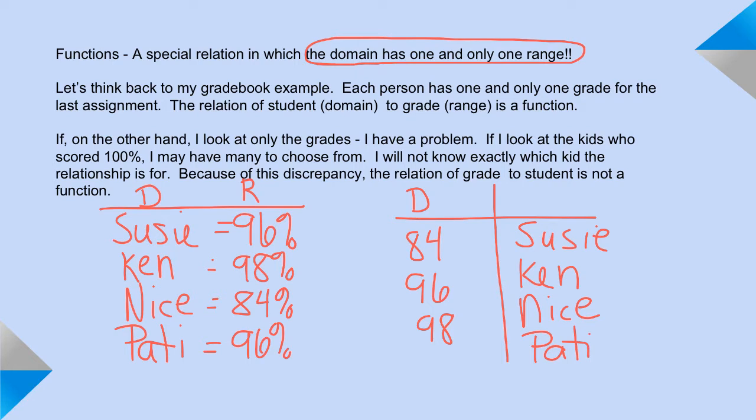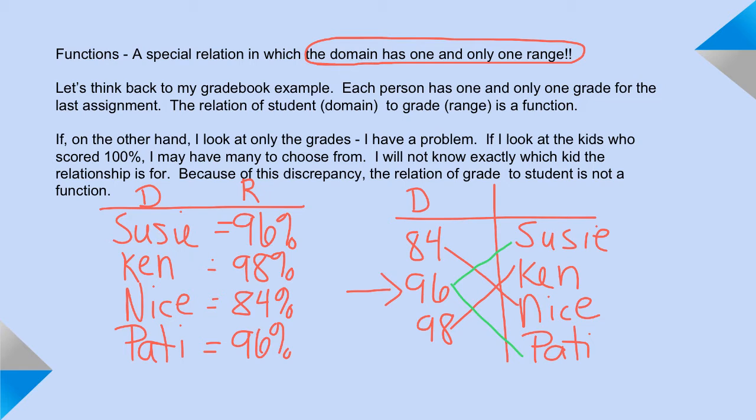Now, if Mr. Beam came in with the other situation, he had a paper, and the paper was a 96%, and he wanted to know, who does that belong to? I could not tell him with 100% accuracy who it belonged to. If it had been the 84 paper, I would have said it belonged to Nice Ned. If it had been the 98 paper, I would have told him it belonged to Kind Ken. But the problem with this one is it could either be Susie's or Patty's paper, and because there's that confusion, that vagueness, this cannot be a function. It is just simply a relation.